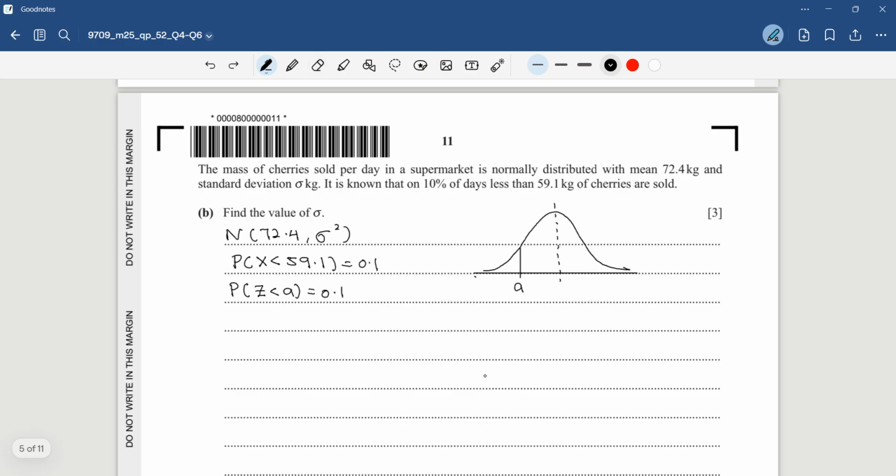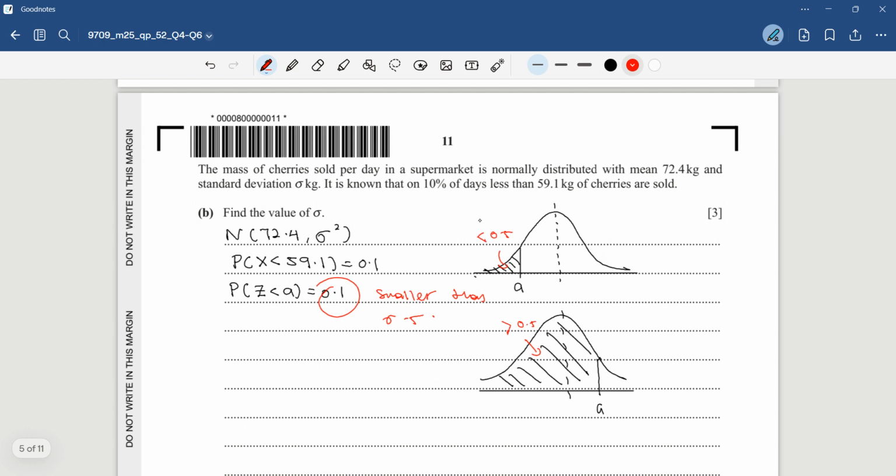Okay, so I just draw another, separate graph. It can be here. Since the probability is 0.1, it says less than a, so it can be here, or it can be here. And you can see the probability here is actually smaller than 0.5. So this area is smaller than 0.5, and this area is larger than 0.5. So this is the correct one. So means my a is negative. Please take note of that.